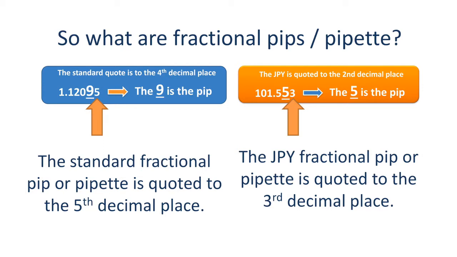So now you know that standard currencies, you're going to find the pip in the 4th decimal place. And with the Japanese yen, it's going to be in the 2nd decimal place. And then if the broker wants to show you even more detail, you're going to have fractional pips or pipettes. And the standard fractional pip is going to be in the 5th decimal place. And for the Japanese yen, the fractional pip is going to be in the 3rd decimal place.